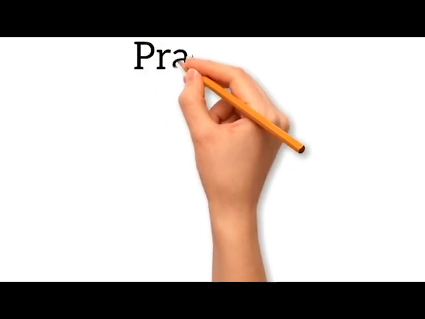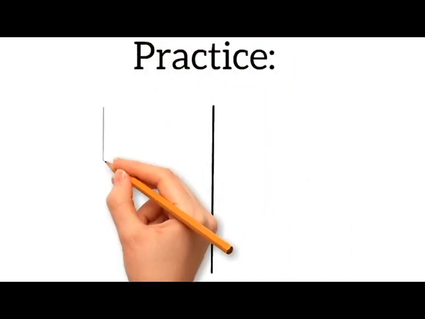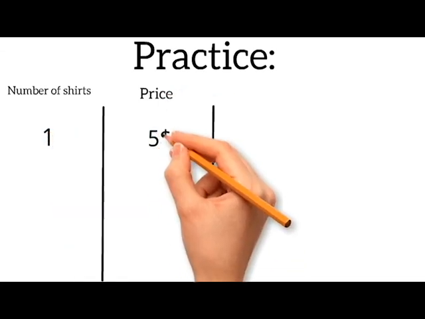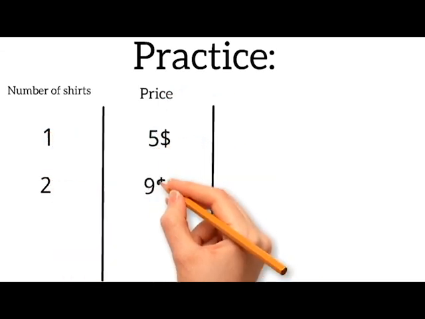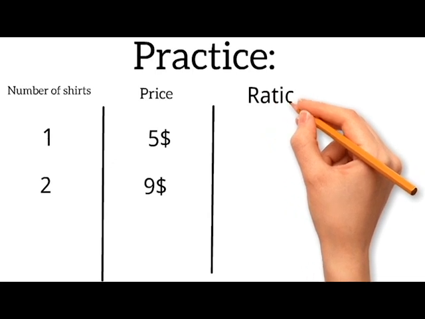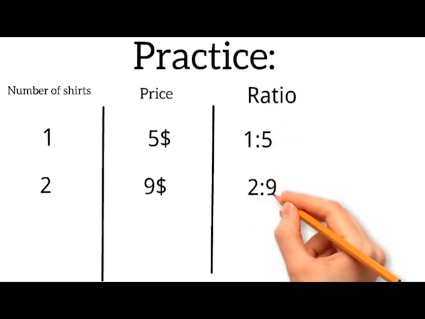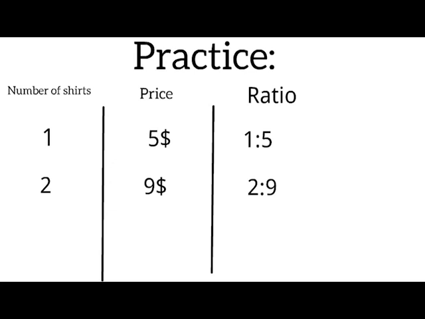Let's solve some examples. For example, let's say one shirt costs $5 and two shirts cost $9. In this example, both variables increased, but not with the same ratio. The ratio in the first one was 1 to 5, and in the second one it was 2 to 9. So they both increased, but it's not direct proportion.